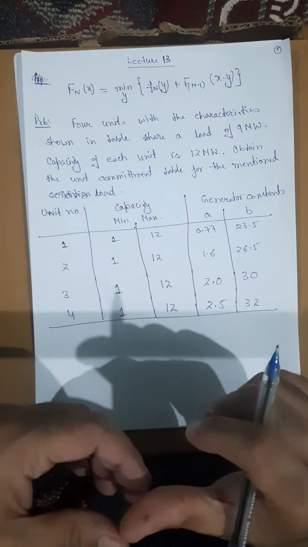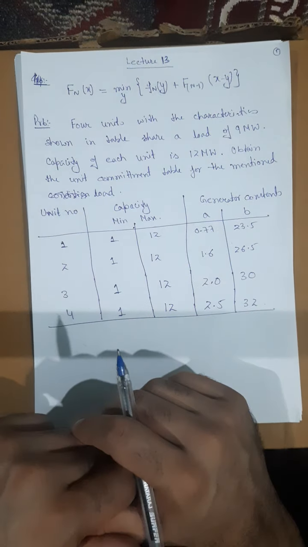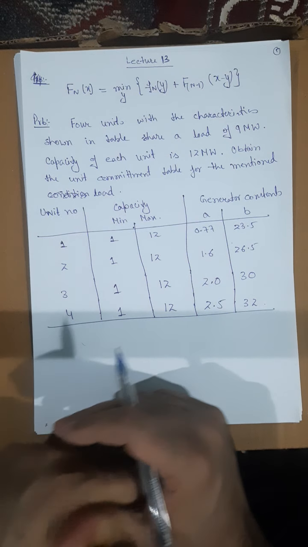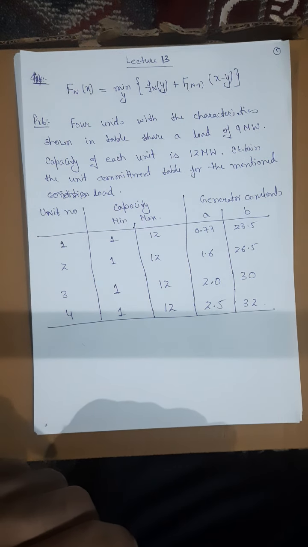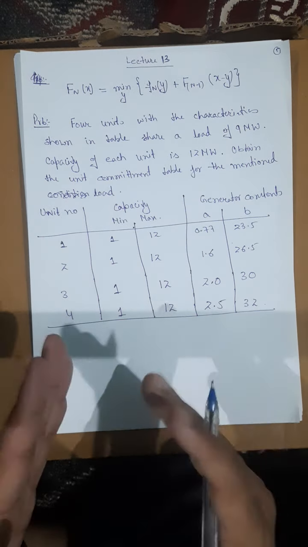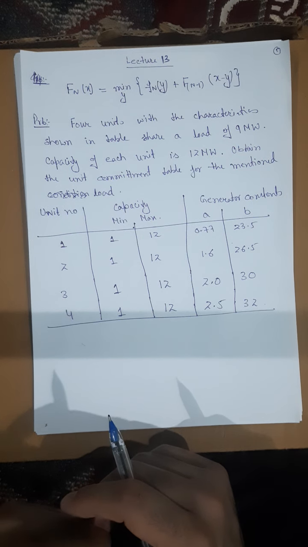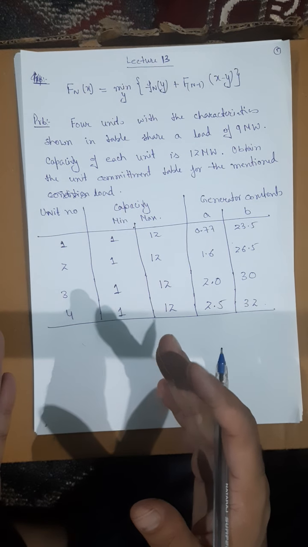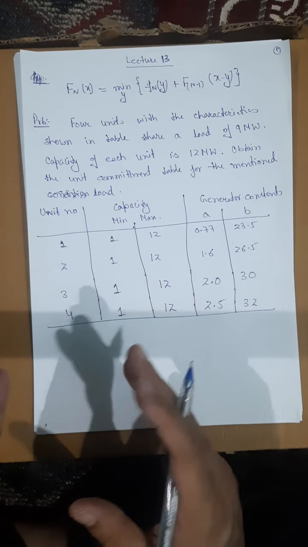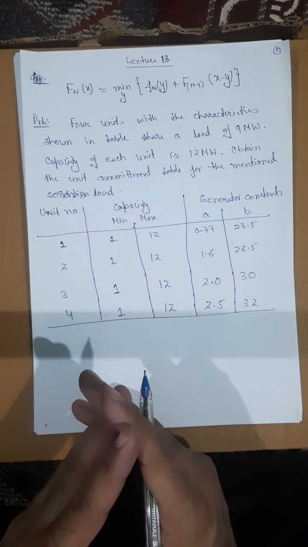In lecture number 12, we discussed unit commitment, where I showed you how to draw a unit commitment table and the possible number of combinations. After that I told you about certain conditions: at least one unit should be on all the time, and depending upon the constraint imposed by the load level, not all the combinations are feasible.